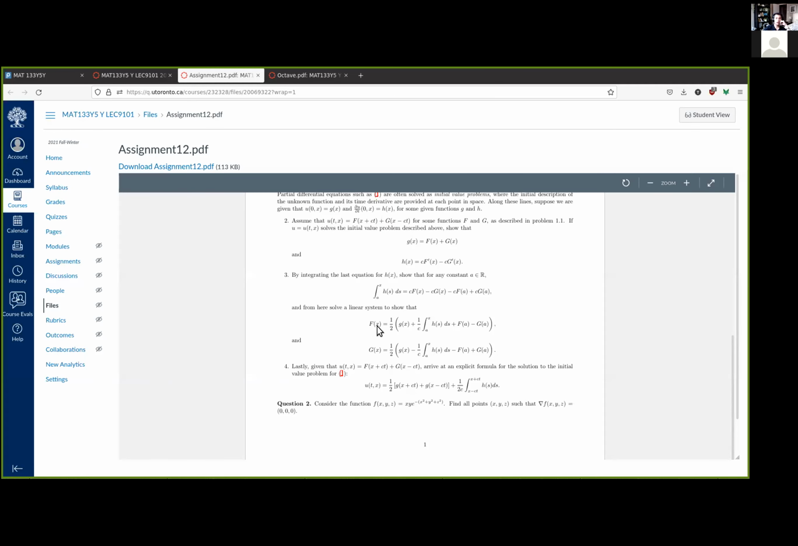Right? So we tell you f is this thing, g is this thing, and then u is this. So what we want you to do is really just take these two equations, plug in x plus ct, plug in x minus ct, and you'll get this. So it really just wants you to take this, plug x plus ct into this expression for f, plug x minus ct into this expression for g, and then add them together and simplify. And you should get this, right?